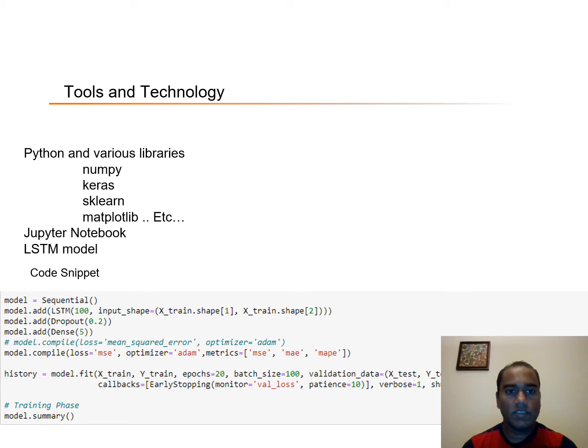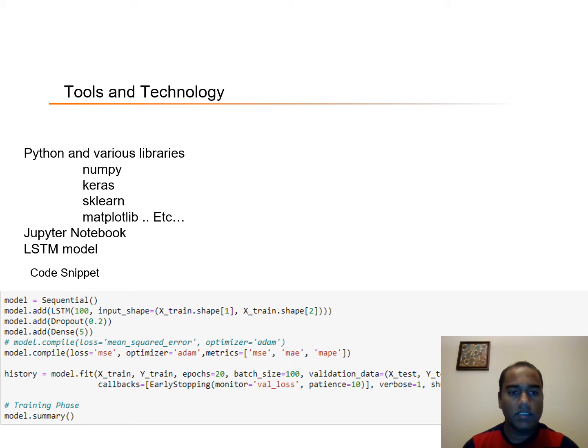In this enhancement, for the tools and technologies for the implementation, we have used Python programming and various libraries. This is not an exhaustive list. These are some of the important libraries we showcased here to show you what we have used: NumPy, Keras, scikit-learn, and the Matplotlib plot library, and there are many modules used in it. The main implementation is on the Jupyter notebook, where you can write the code and quickly run it, and then you can see the graphs and everything.